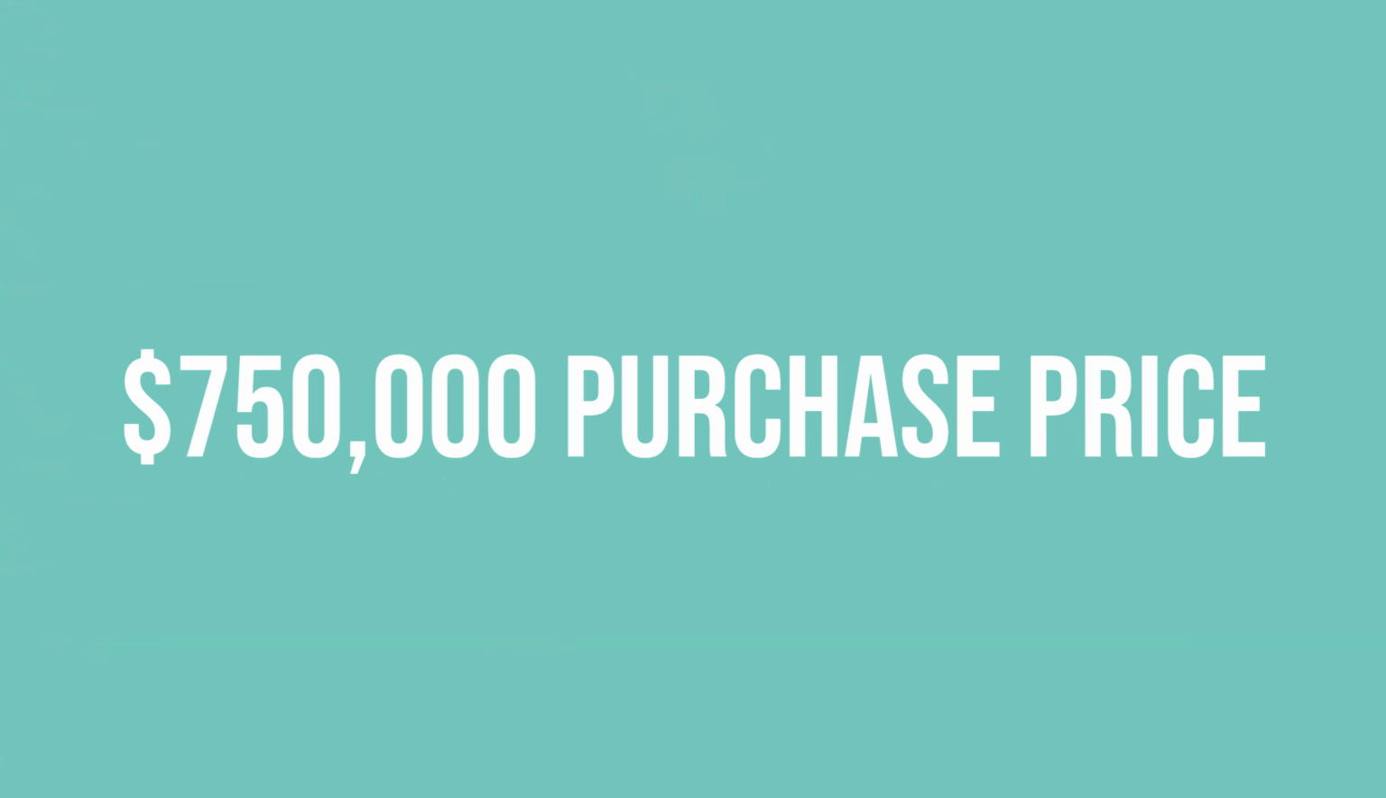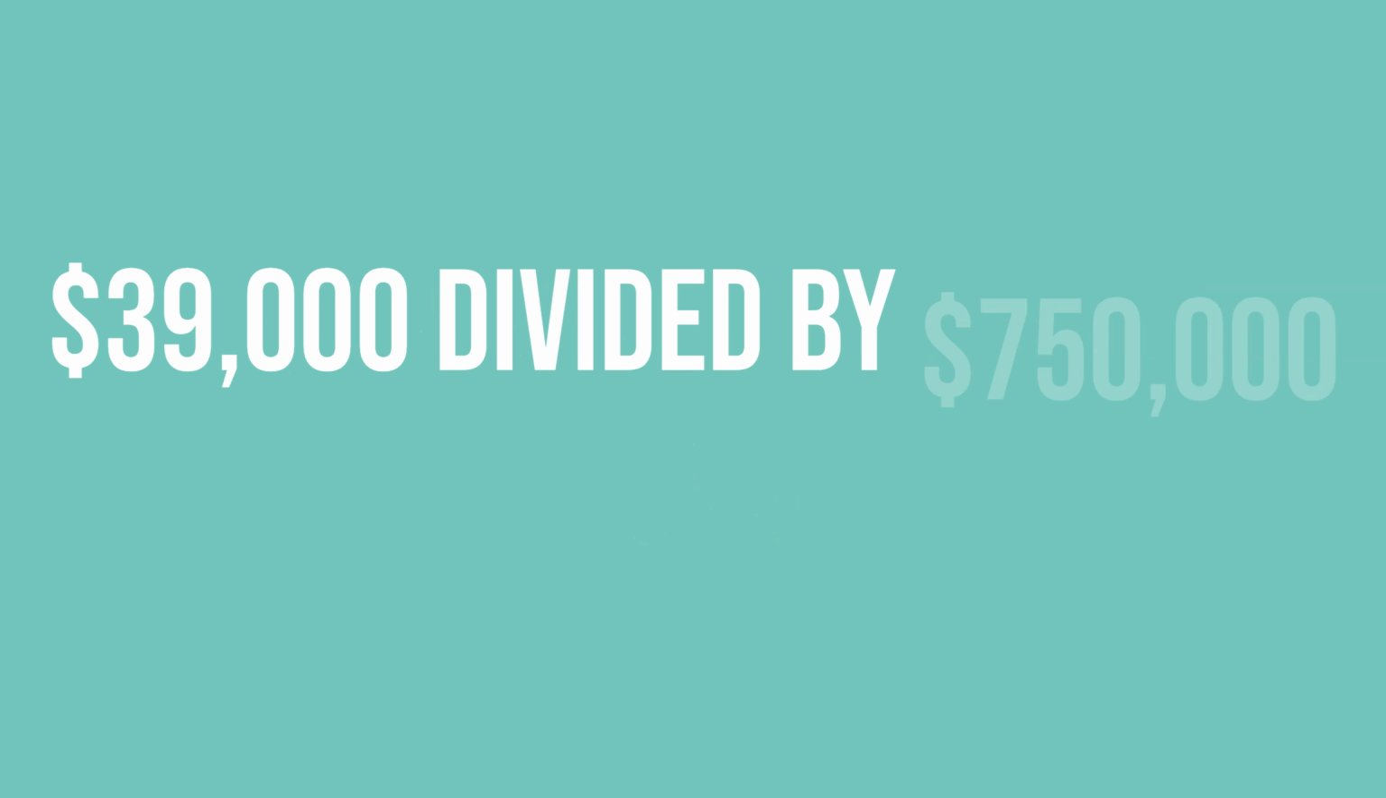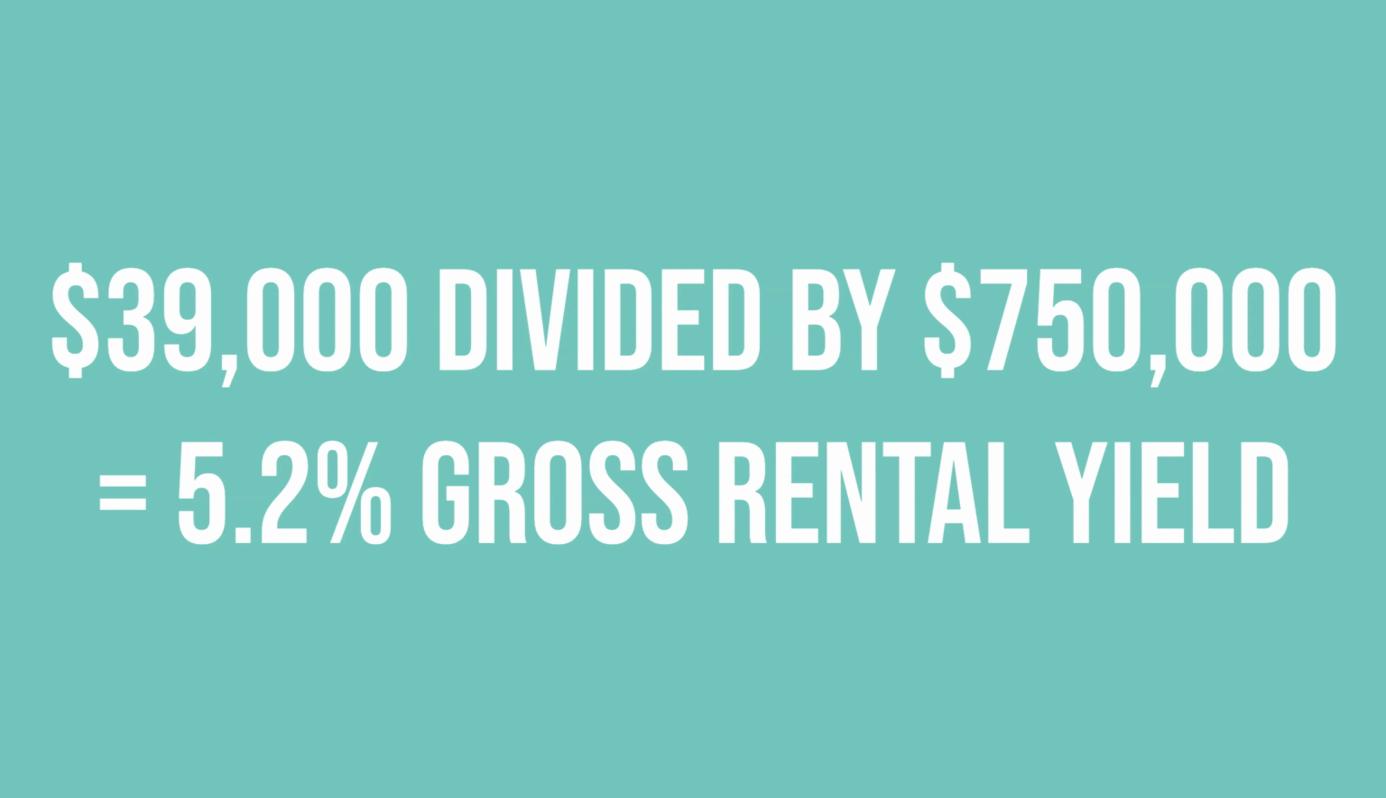Let's say we have a purchase price of $750,000 with a weekly rental return of $750 per week. The annual rent equals 52 weeks times $750 per week, with a total of $39,000 per year. Therefore, the gross rental yield equals $39,000 divided by $750,000, which equals a 5.2% rental yield. So far, most people will stop here and say, wow, great rental yield.